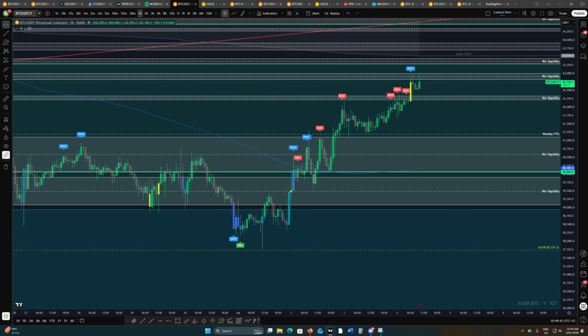Hey everyone, just a quick run over what I've just found. So I've done a retracement using macro fib levels.